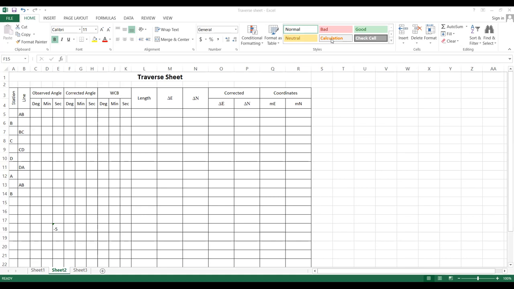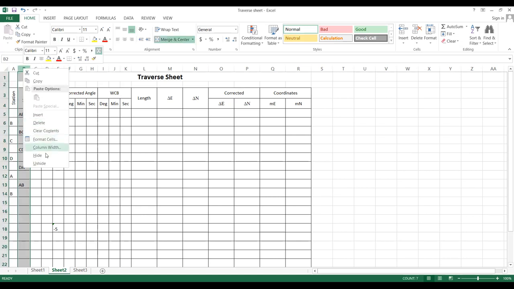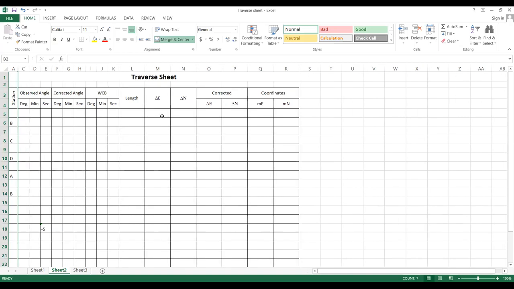So what we do, we leave a space in between station B and C. So it is something like this, the column is hidden. For example, let's say I hide this column. So the travel sheet looks like this. Right? The travel sheet looks like this. Then what will happen? We have to understand the empty row in between station B and C is for line BC. Right? We have to imagine that. It is for line BC.